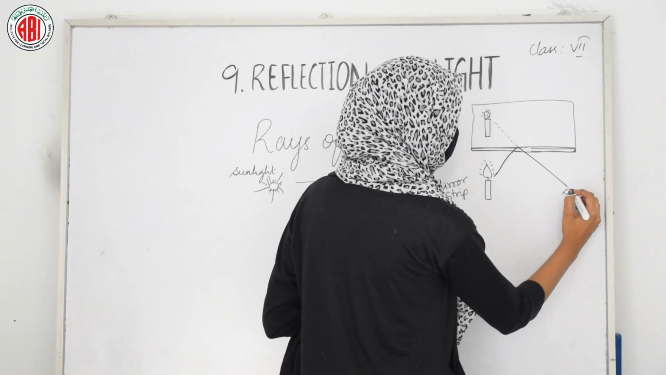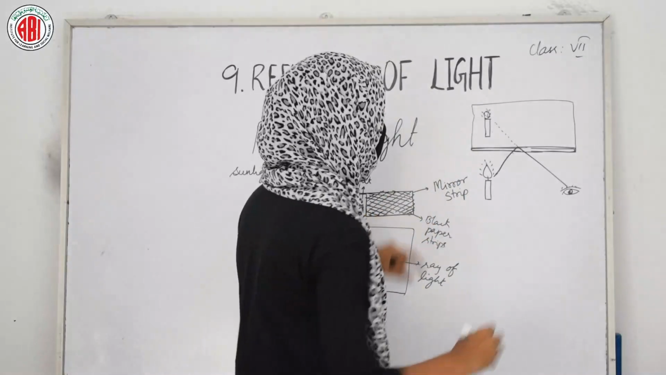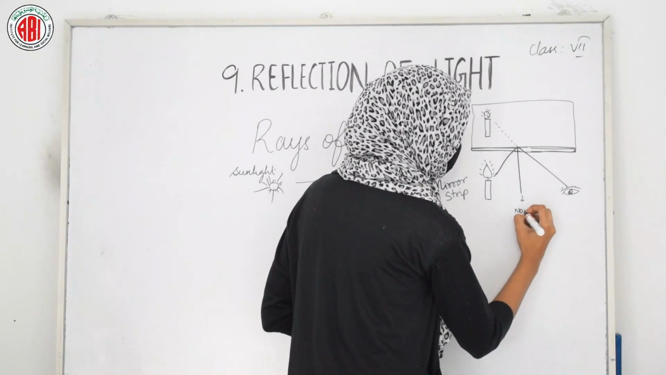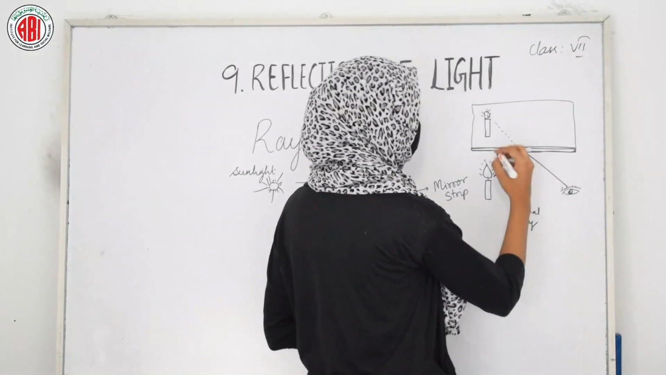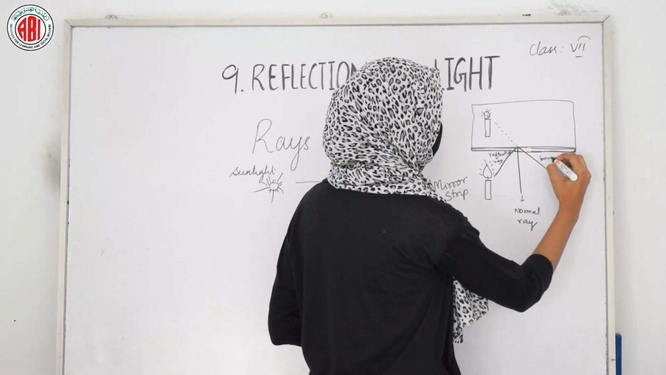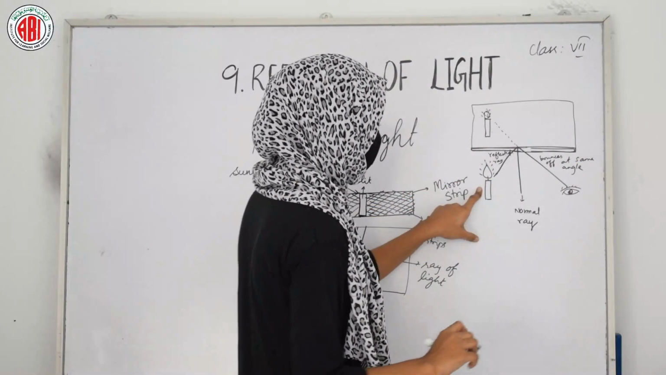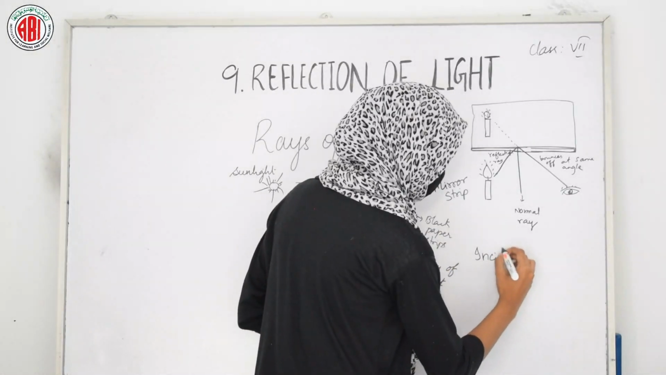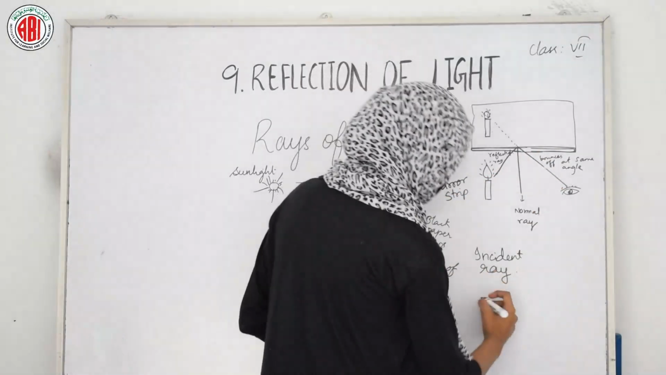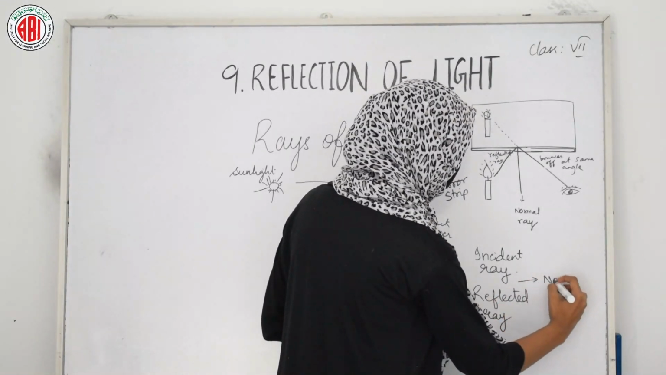When this ray reaches our eyes, we can see the image that appears on the mirror, and in between these two angles one ray is present, which is termed the normal ray. This is the reflected ray, and here is the ray which bounces off at the same angle. The ray which comes from the candle is called the incident ray, and the ray which bounces off at the same angle is called the reflected ray. In between these two rays, a normal ray is present.